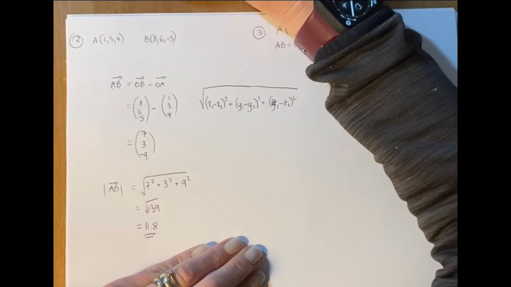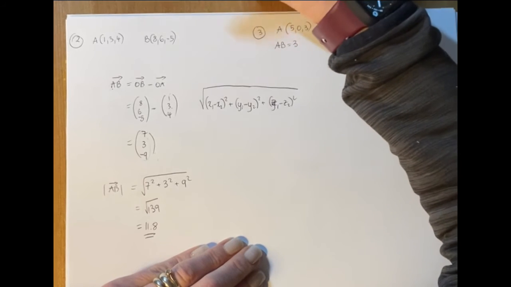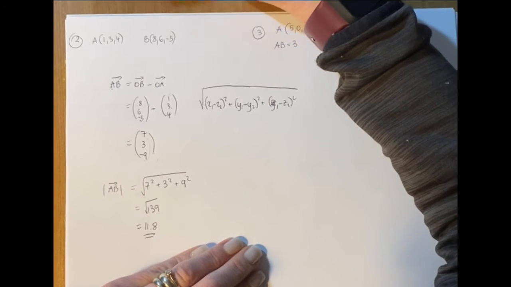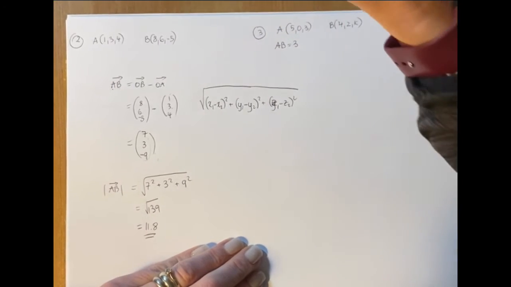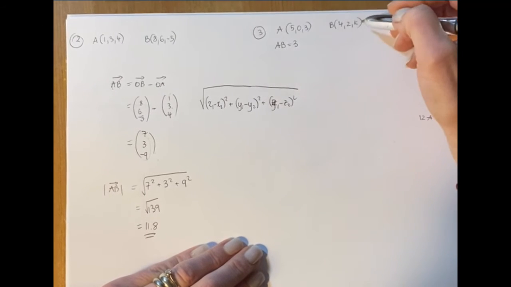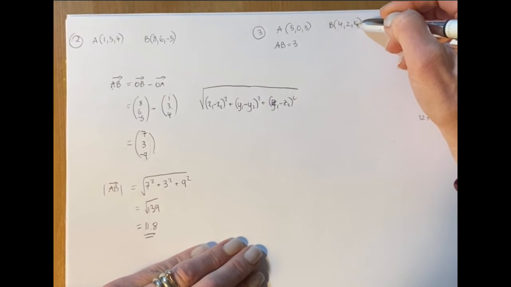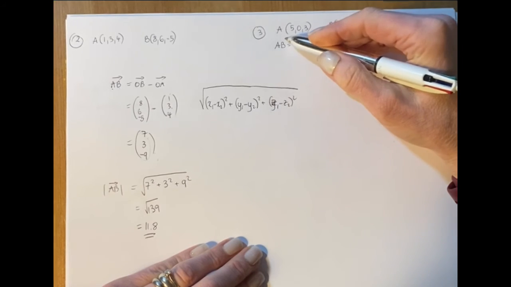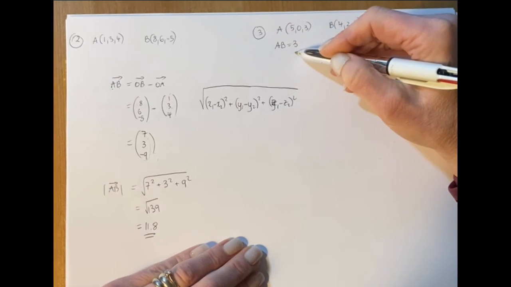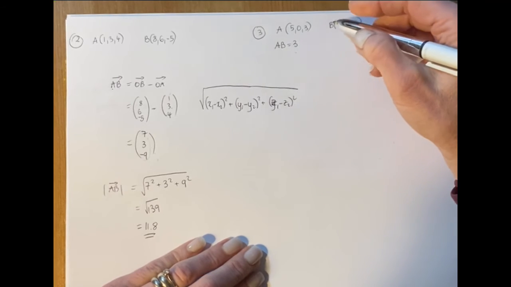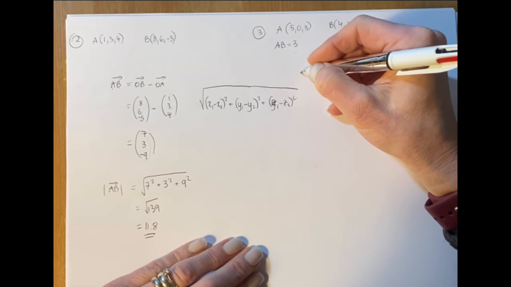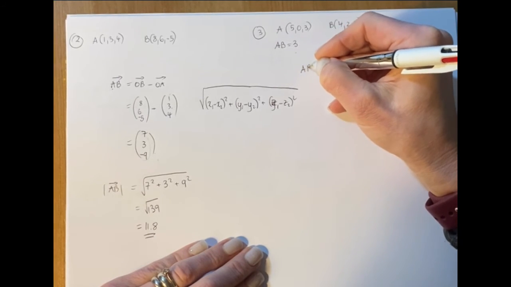Okay, so let's have a look at the next example, which is example 3. In this example, we've got 2 points given, A and B. Now for B, the third coordinate is missing. However, we do know that the length AB is equal to 3. So what are we going to do? We are going to actually find vector AB.